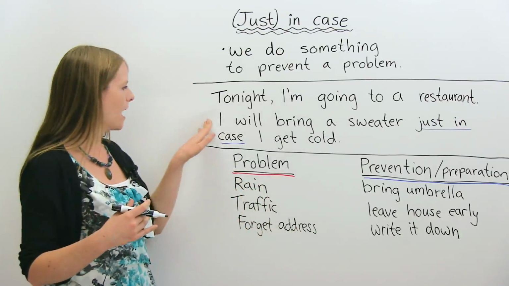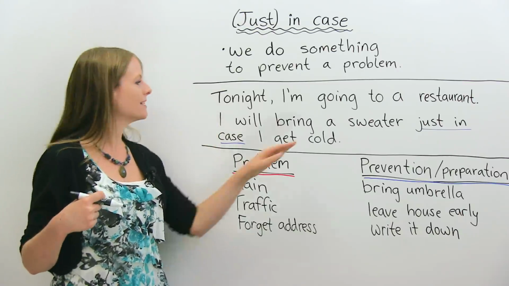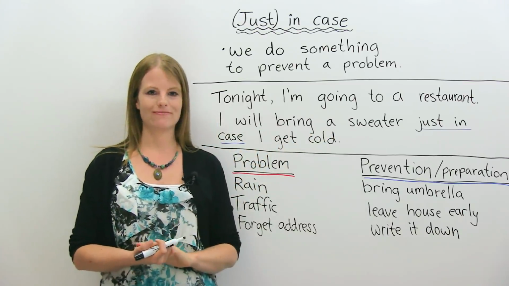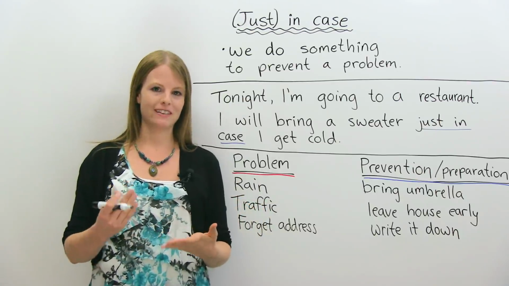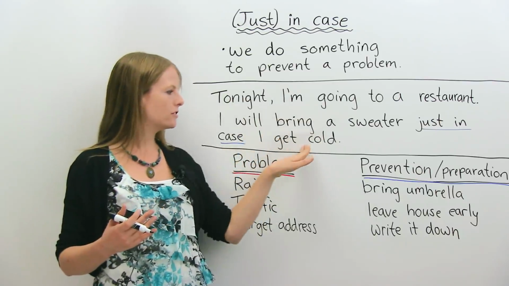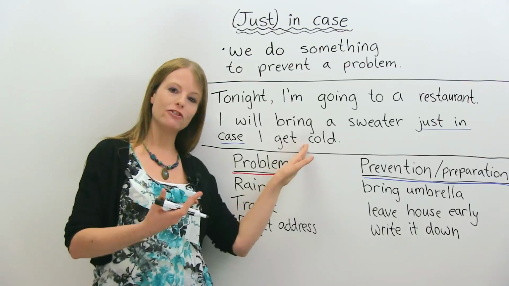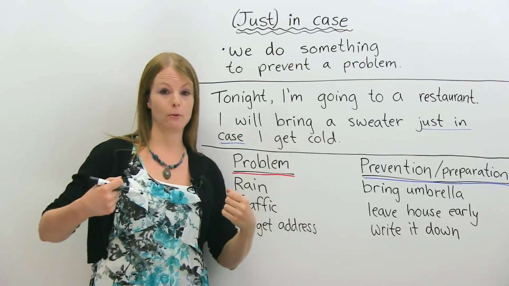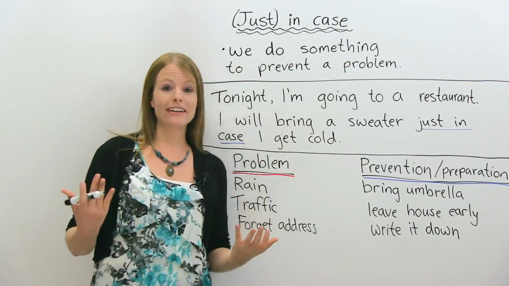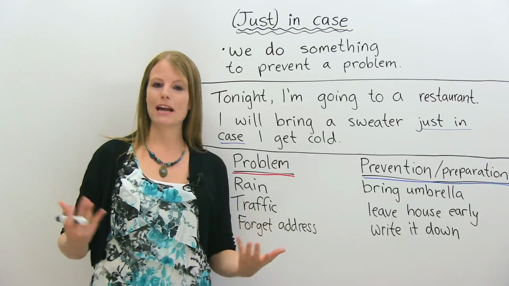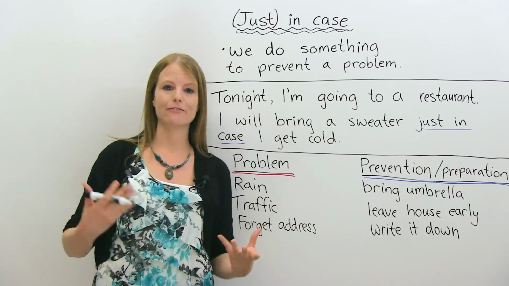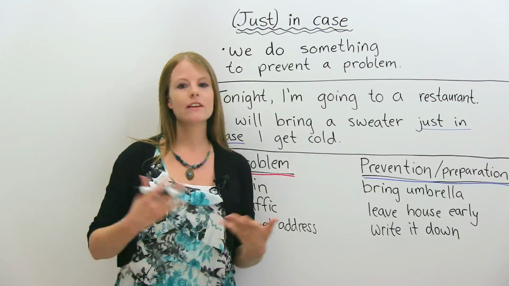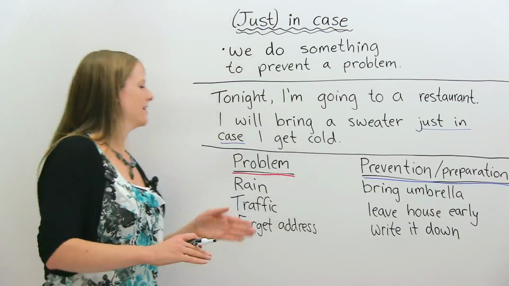What is my prevention or preparation for this problem? Well, I will bring a sweater just in case I get cold, okay? And that way I will have a great time at the restaurant, hopefully. So my problem is being cold, and my preparation is I'm going to bring a sweater. So as you can see, if you think about life, we have a lot of these types of problems, and we do a lot of things to prepare for these types of problems. So let's look at some other examples.